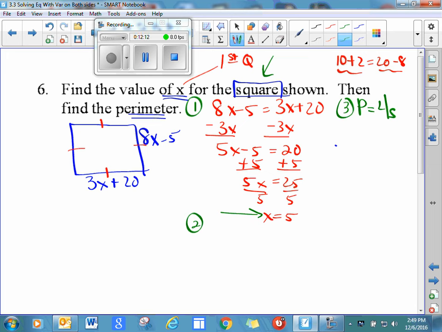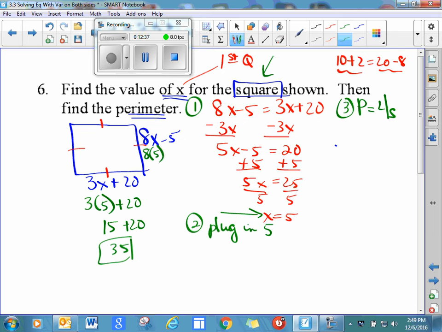So number 2 is going to be a plug-in. Plug in 5. So 3 times 5 plus 20 gives me a side length of 35. Now, I'm going to do this twice because I should get 35 when I plug it up here as well. If I don't, I've got a problem. So 8 times 5 is 40, minus 5, 35. Yes. Now we know that our sides are 35 units long.